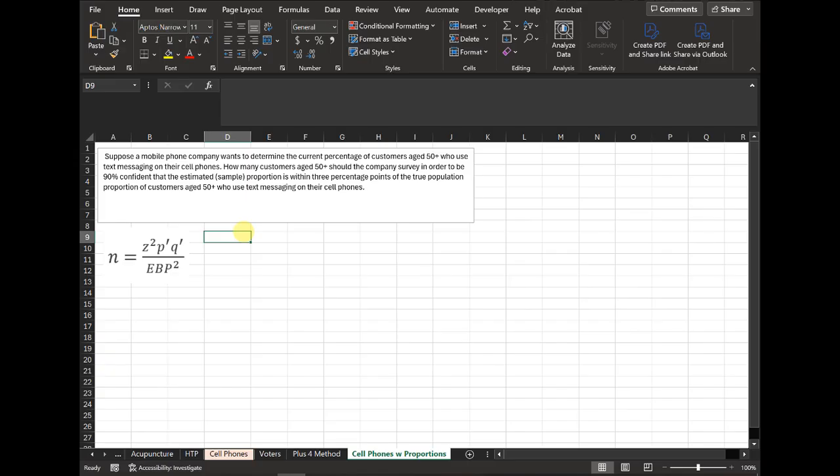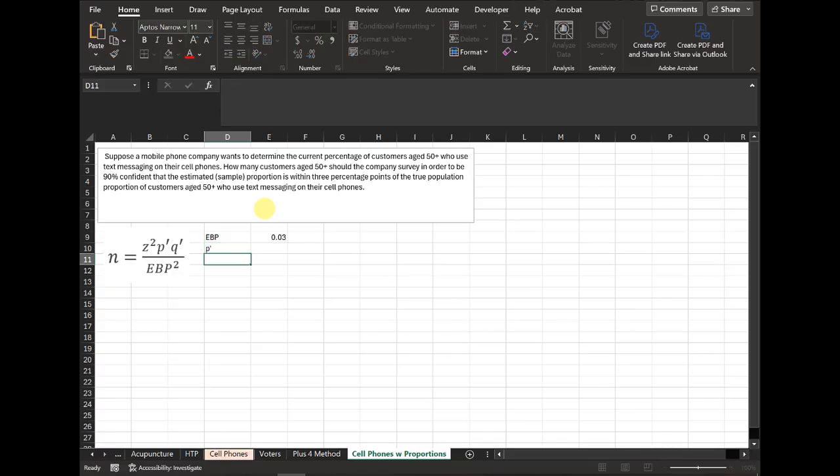So the first piece of information that we are given clearly is that we want our error bounds. We want this to be within 3 percentage points. So that's plus or minus 3 percentage points. And so 3 percentage points does not mean 3. It means 0.03. So it's 3%. So you just want to make sure you write that as a decimal.